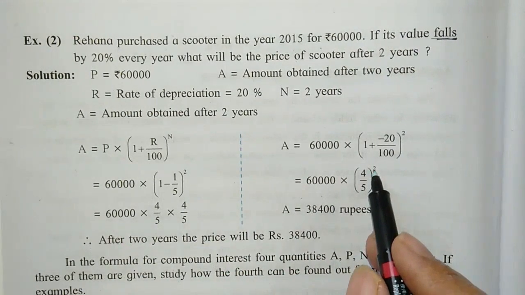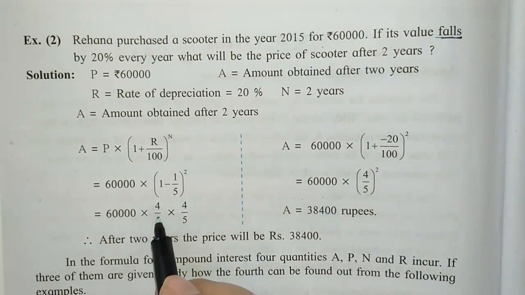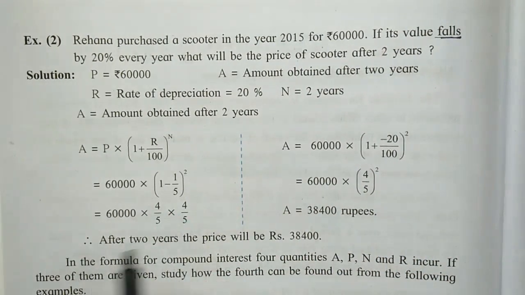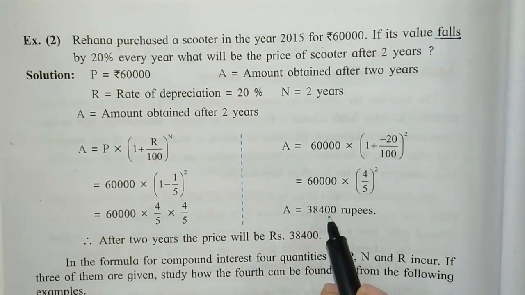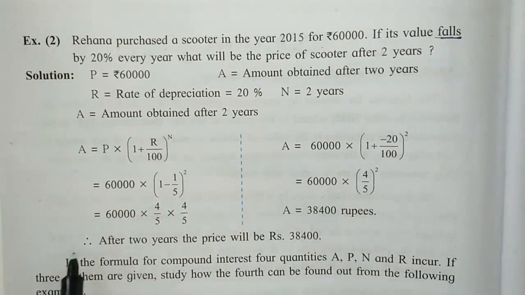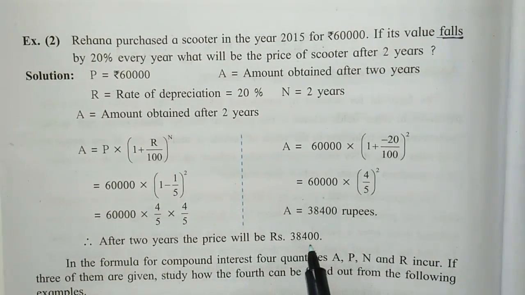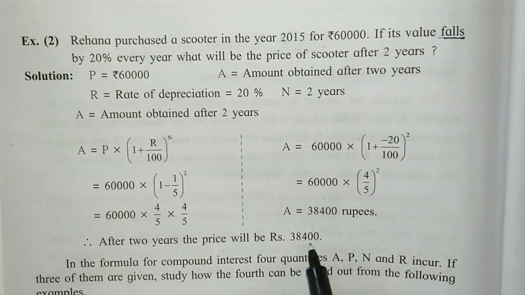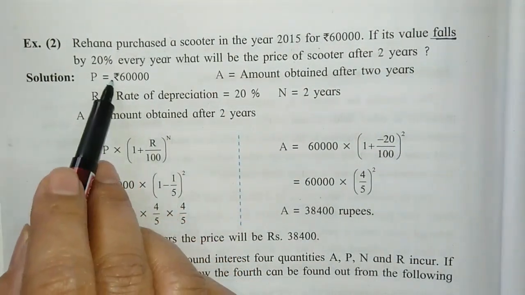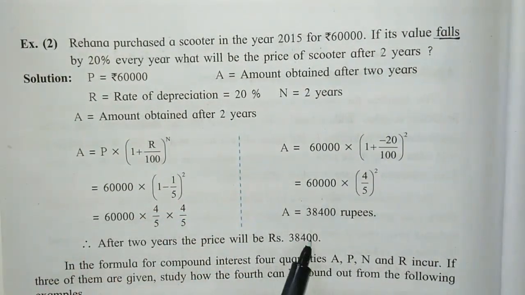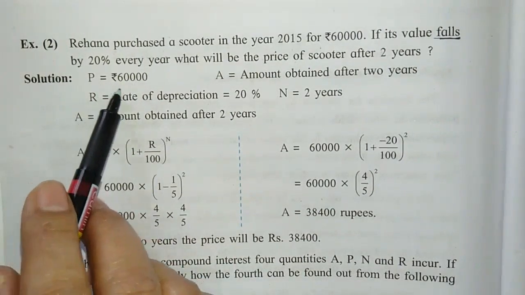So here the degree is 2, which means take the multiplication of 4 upon 5 two times. So after solving this, the answer is 38,400 rupees. So after 2 years, the price will be 38,400 rupees. So here falls means reduction is given, so the answer value is less than the given principal. Understood?